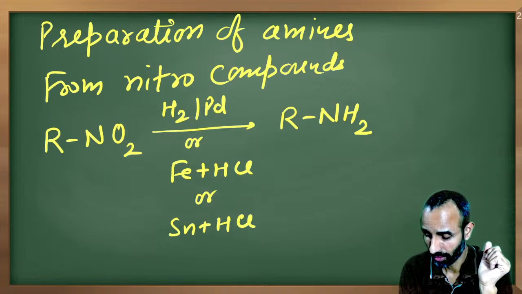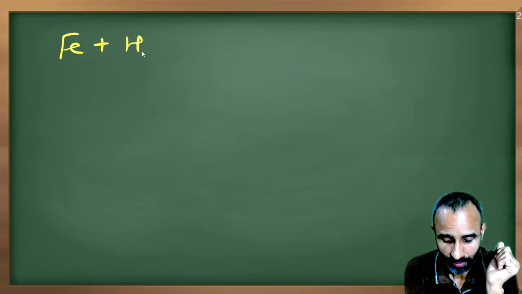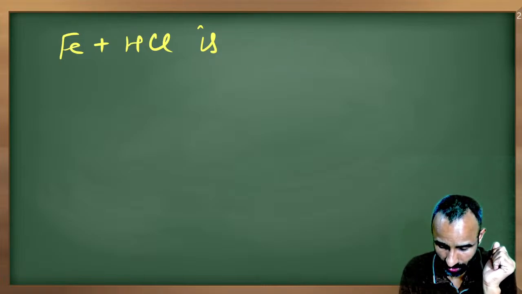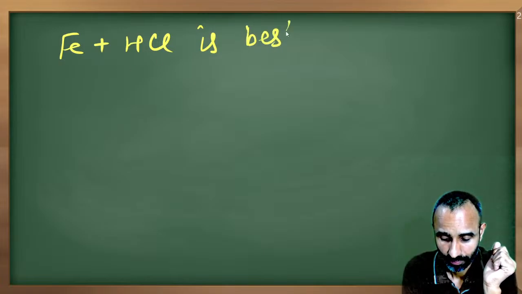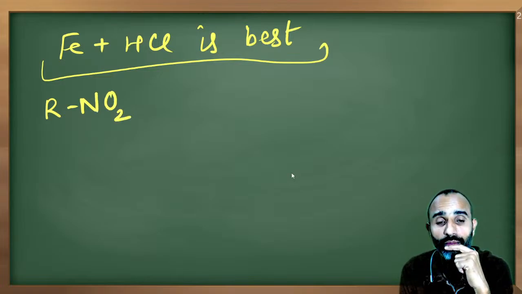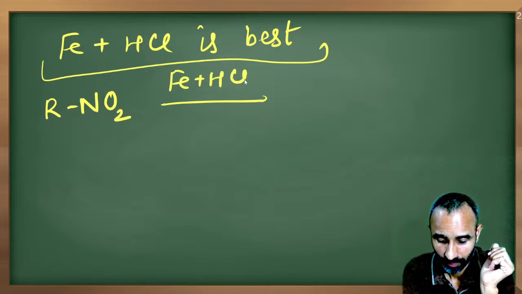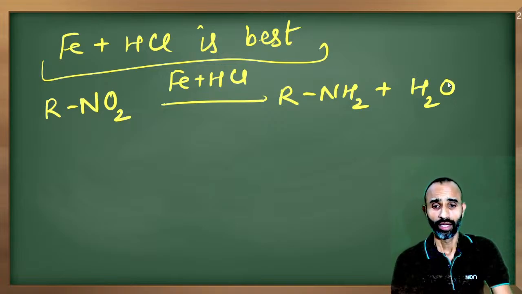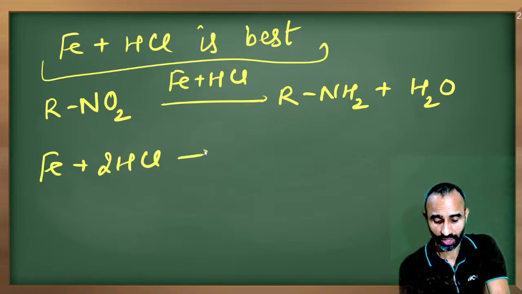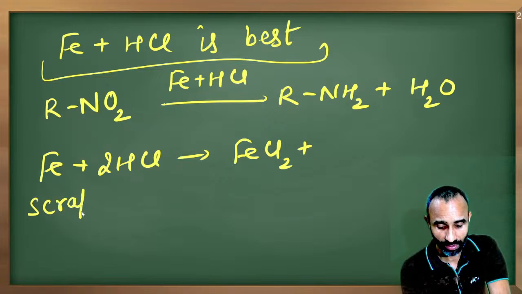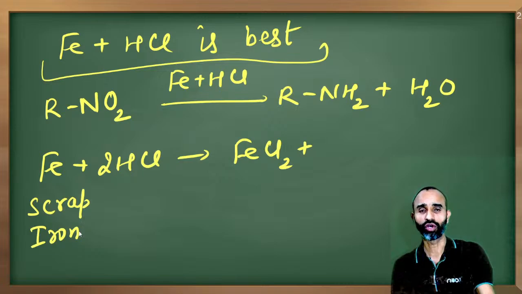But out of these three, Fe and HCl is preferred. So why is there a preference for Fe and HCl? Actually, whenever we have RNO2 and we use Fe plus HCl, there is a formation of RNH2 along with H2O. Fe when it reacts with HCl, we get FeCl2 along with hydrogen. The iron used here is scrap iron, which is not very costly, it is a very cheap material.